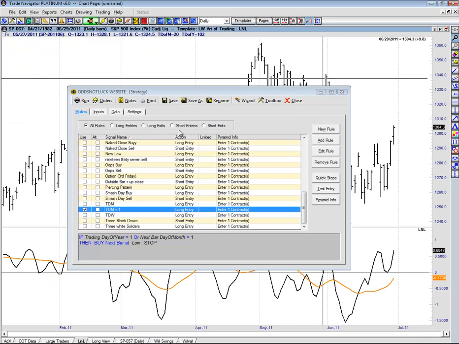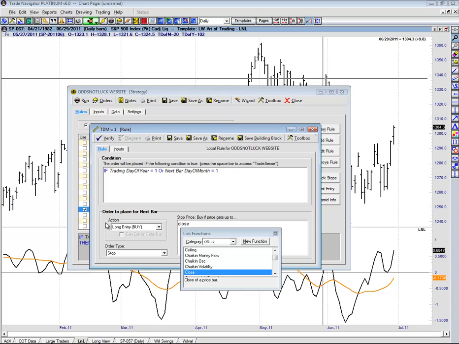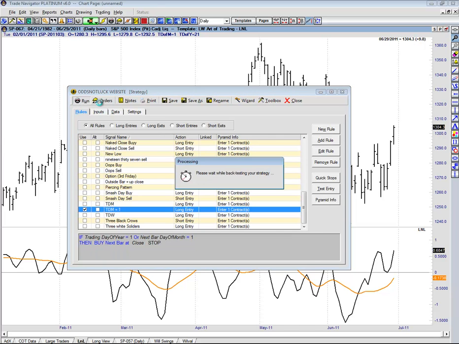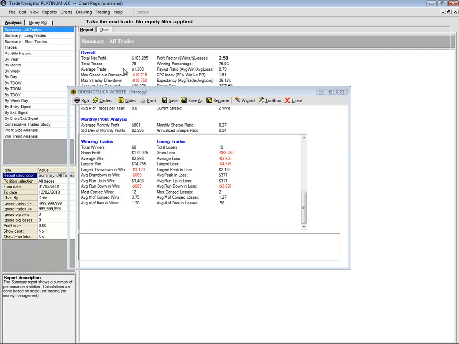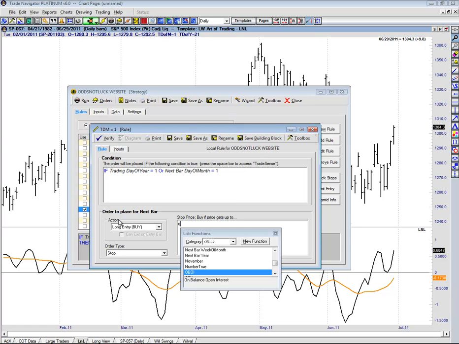Let's take a look at something else here. We're going to try buying at the close of yesterday's market price. Try that. $1,308, which is just slightly better. 60 of 79. 103,000 profitable. Nothing too exciting.